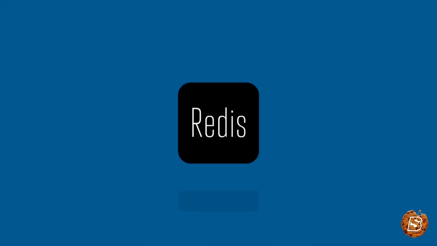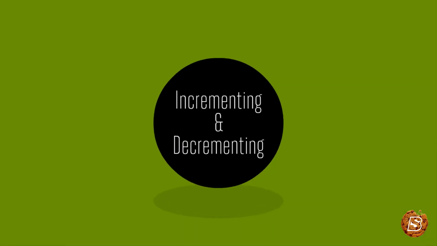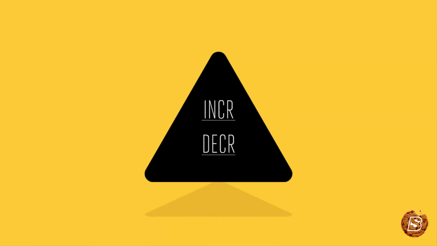In this lecture, we'll be taking a look at the increment and decrement commands in Redis. So we have incr and decr respectively. Incr is used to increment the value of a key by 1, and decrement or decr is used to decrease the value of an integer key by 1.